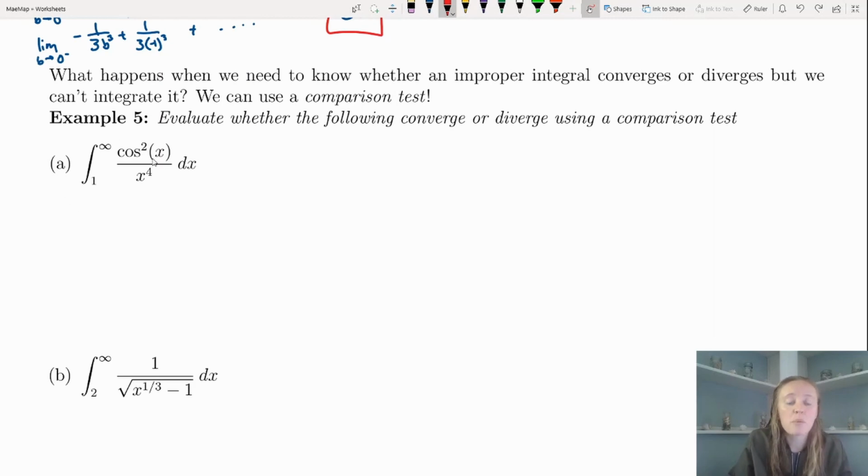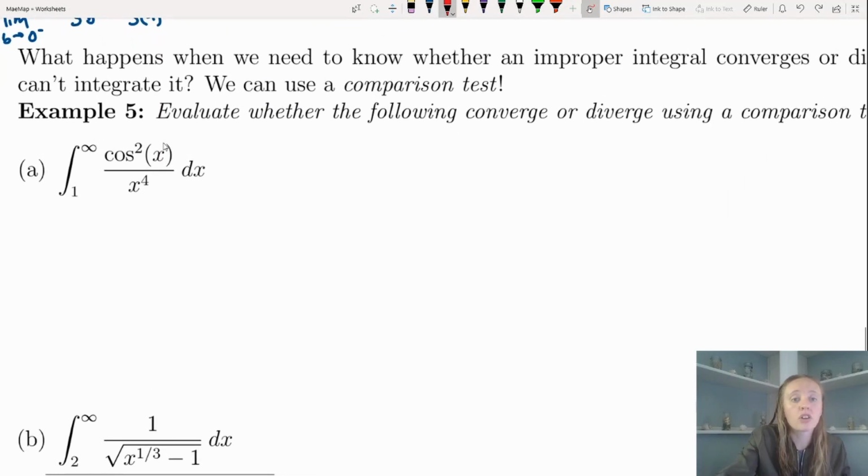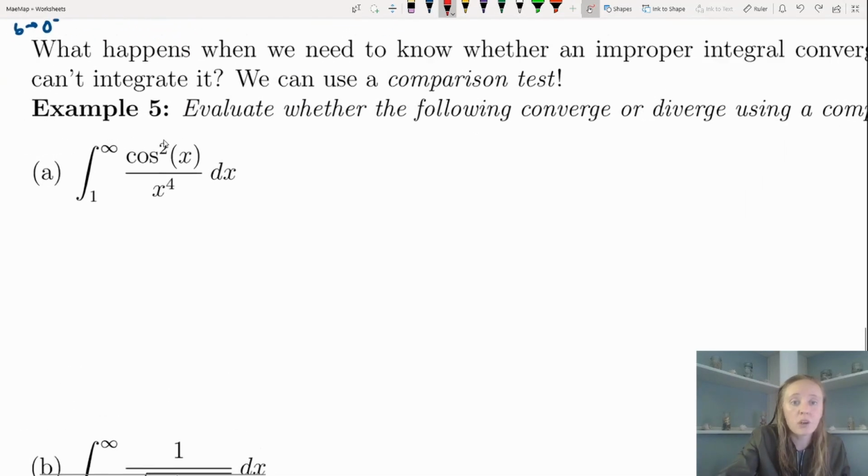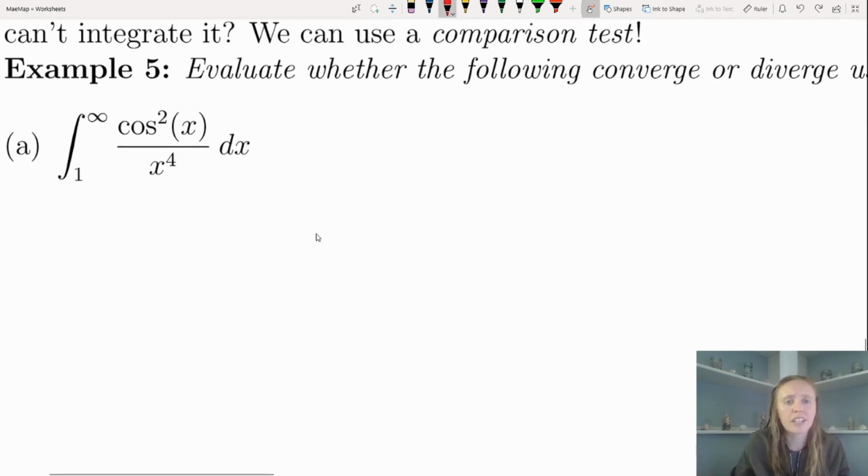So looking at A, we have cosine squared of x all over x to the 4th. I don't know how to integrate that. I would try to do a half angle identity, but then use substitution wouldn't really work out because I have that x to the 4th in the denominator and so on. So I'm not able to integrate this problem. However, I can compare it to something that I can easily integrate.